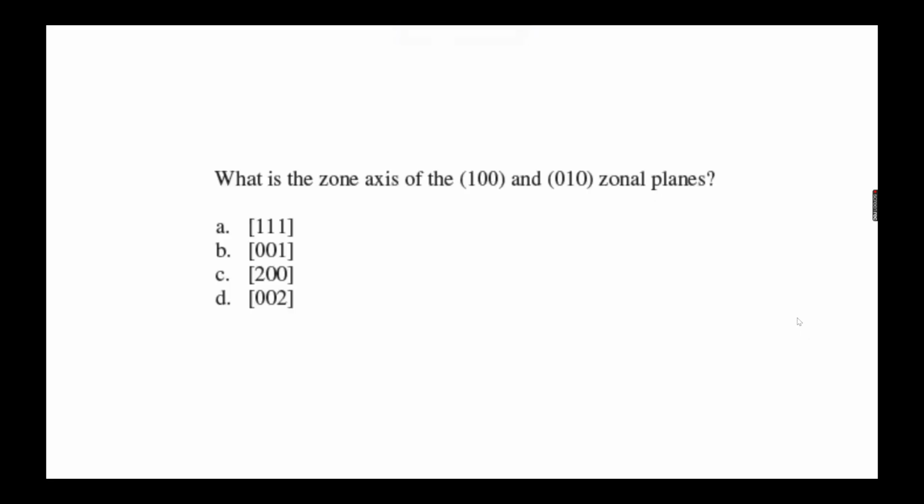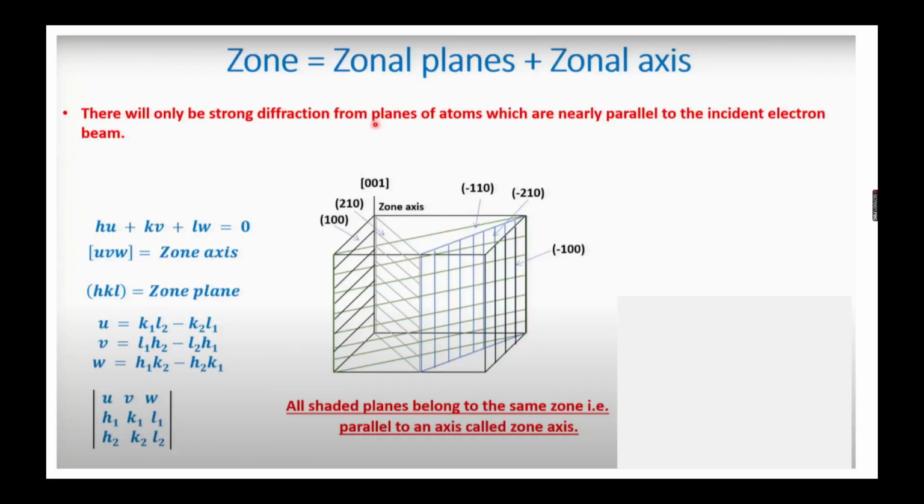Okay. So what is the zone axis of 100 and 010 zonal planes? If you have seen the lectures, there is one lecture where there is a relationship, which I will show you in the further slide. This could be vice versa also, that they can give you the zonal axis, and you can find out the zonal planes. So here is the relationship.